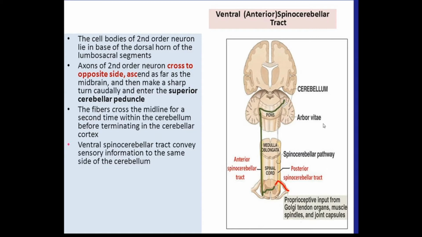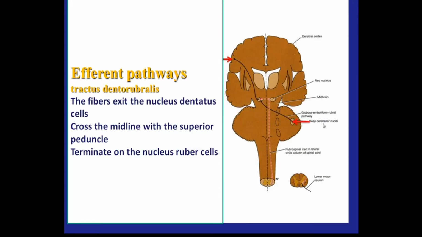Without cross or with cross, the same situation, to the ipsilateral side. Efferent pathways. Only one cerebellum descending tract, tractus dentarubralis, from nucleus dentatus to the nucleus ruber with the superior peduncle. But we know the superior peduncle is crossed. So we go to the contralateral side again.